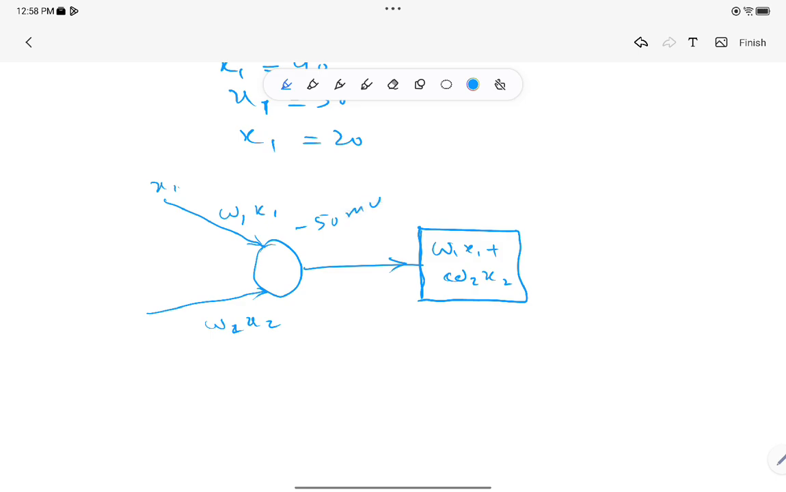What is a threshold? Let me tell you. Threshold is that voltage which must be crossed by these two signals together. Only then will the neuron be switched on. If the sum of these two voltages is less than this threshold, then the neuron will not switch on.